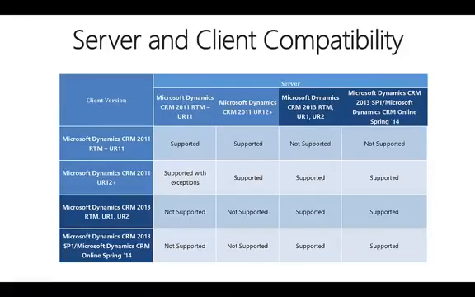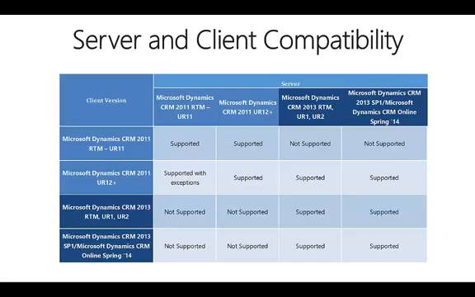As we review the server and client compatibility matrix, the client version is noted in the left-hand column and the server versions across the top row. So the Dynamics CRM 2011 clients that are on RTM through Update Rollup 11 are supported only with a 2011 server.